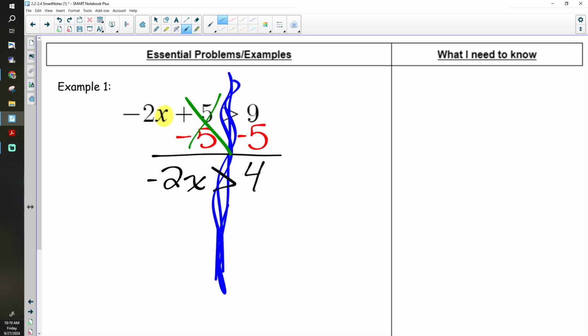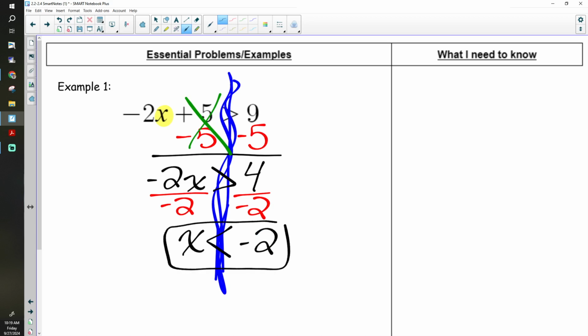We just have to get rid of this pesky negative 2, and we'll do that by dividing by another negative 2. The answer is negative 2. Yep. So we have x, and we divided by a negative number, so we will take this inequality and flip it to a less than symbol. And this is negative 2. Here is the answer to our inequality.